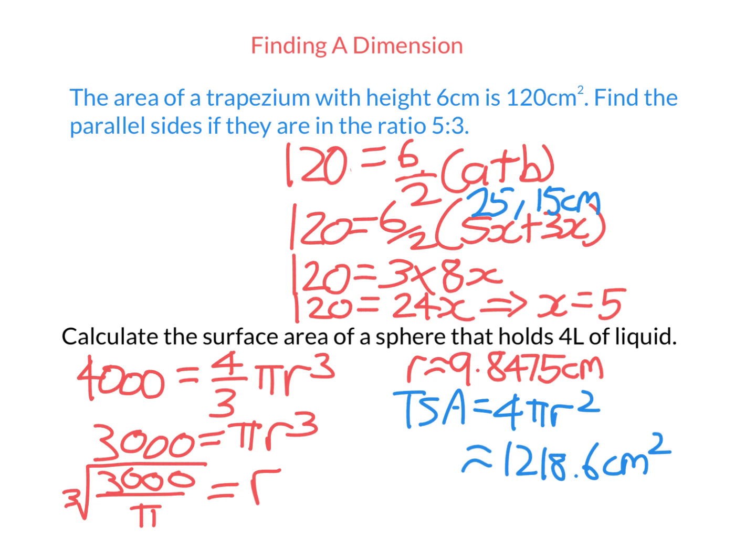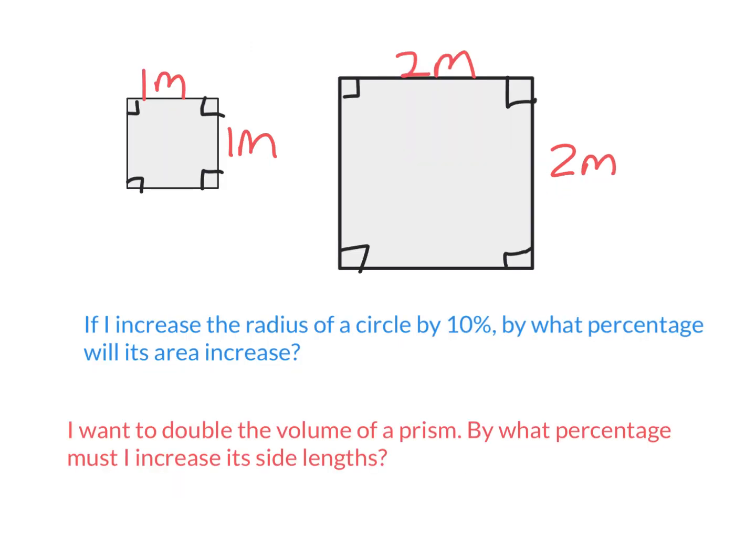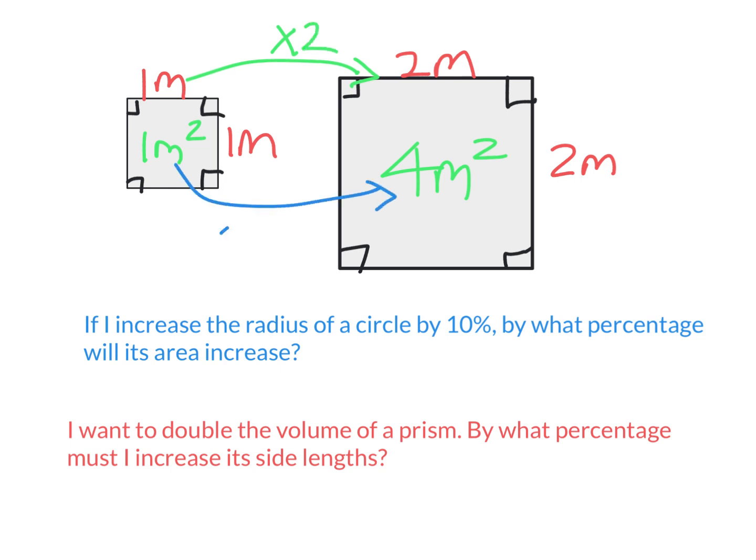All right, let's now have just a quick look at what happens when you double or triple the dimensions of a shape. So I have 2 squares here. So clearly the area of this square is going to be 1 metre squared. And clearly the area of the bigger square is going to be 4 metres squared. So notice what happened when I multiply the sides by 2. When I double the sides, I've actually multiplied the area by 4.